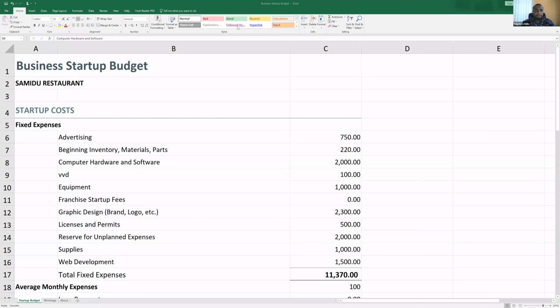Rent. Someone is saying some of us are running NGOs and this comes in handy. Okay, so we are having rent, utensils, right? Any other person? We need to see the kind of expenses.